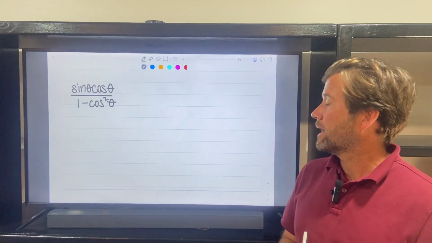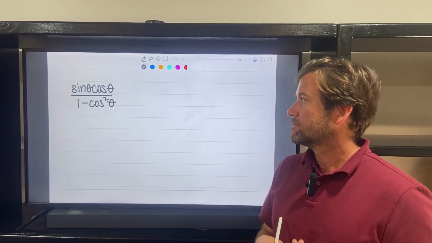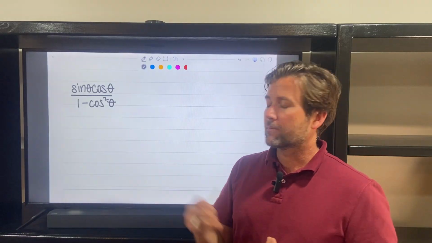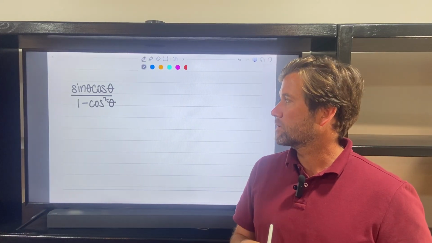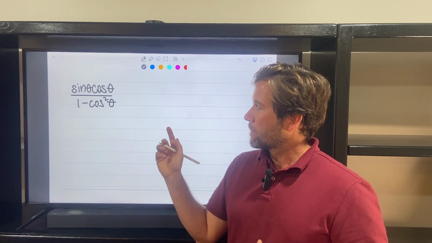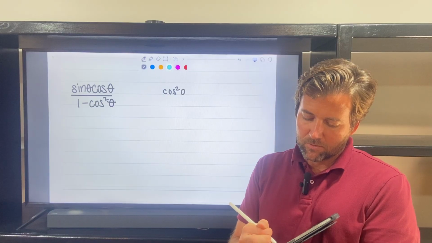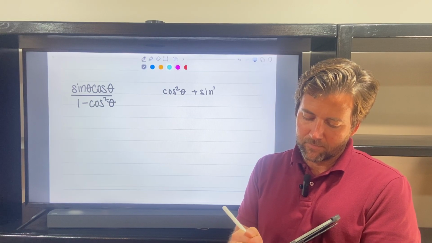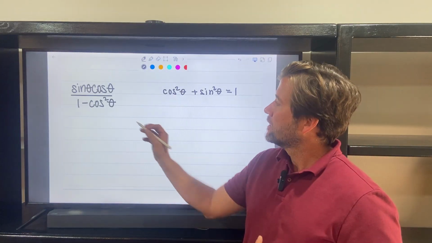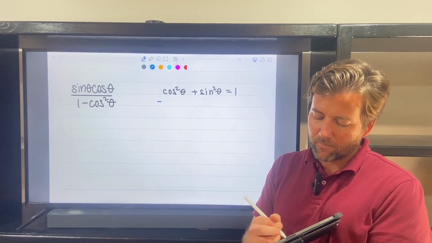All right, this will be our last one to practice. So why don't you pause this video and try this one on your own. All right, so I see these 2 terms here in the denominator: 1 minus cosine squared theta. Since I see 1 minus cosine squared theta, I want to go back to our Pythagorean identities. Hopefully by now, when you see 1 minus cosine squared theta, you recognize that's equal to sine squared theta.